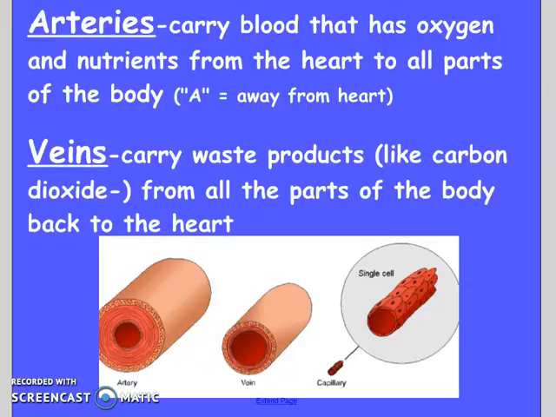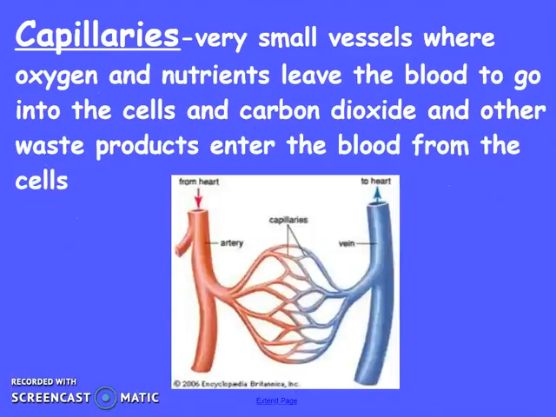The veins are going to carry the waste products, like carbon dioxide, from all the parts of your body back to your heart and then back to your lungs to get rid of. Capillaries are the smallest, as you can see in the picture there. They're very, very small vessels that are kind of in between the arteries and the veins, and that's where the exchange of those products is going to occur.